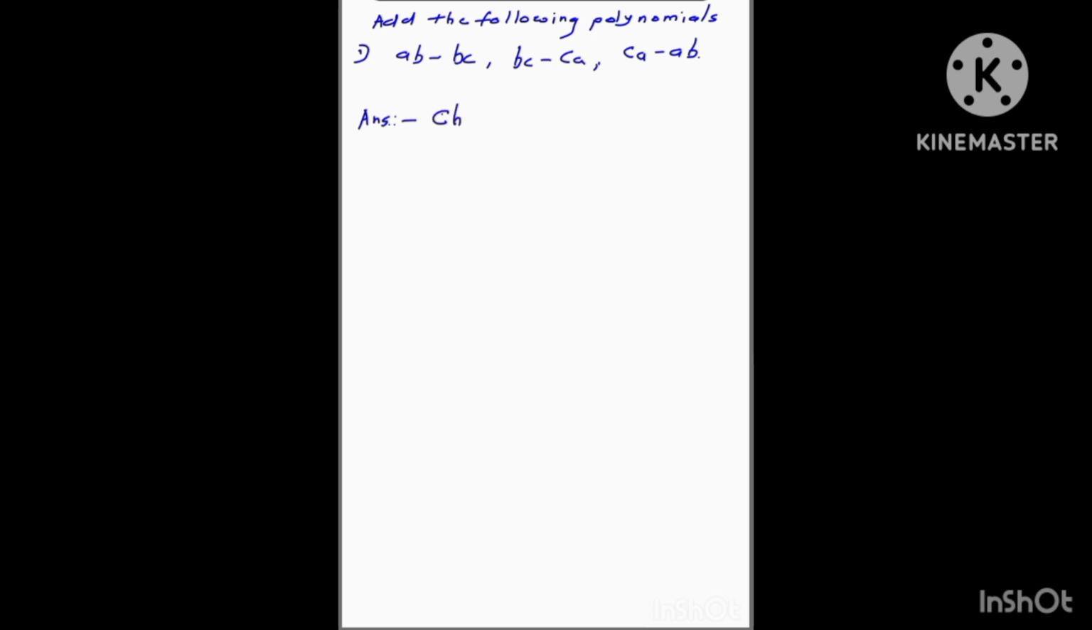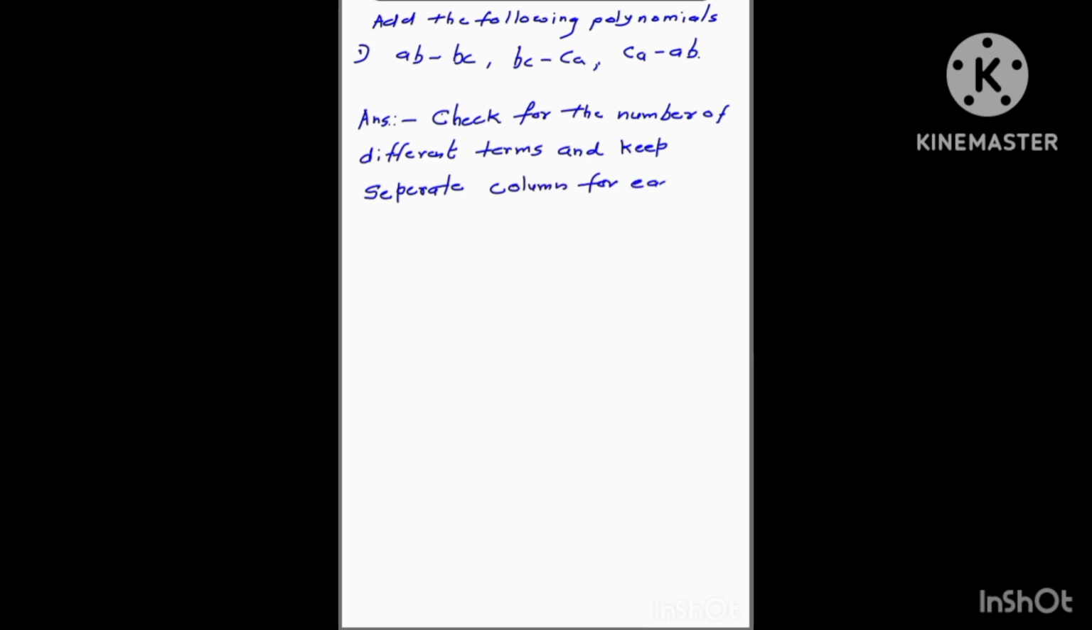terms involved in all these polynomials. Okay, what do you mean by different terms? AB is one term, BC is a different term. Okay, if you see another BC in any other place, that is the same term. Okay, you just check for the number of different terms and keep different columns for separate terms and write one term below another. This is very important. Okay, you will just check how this has been done.